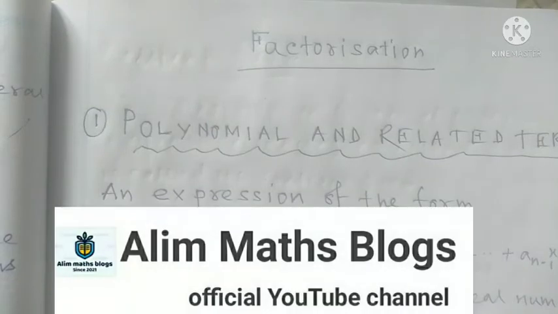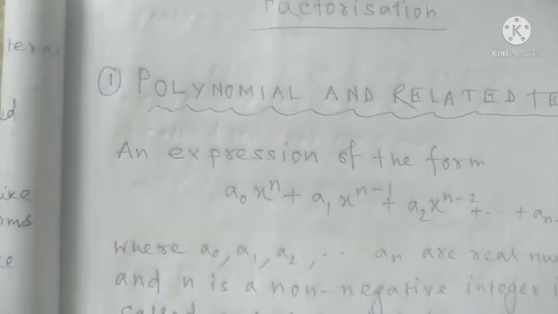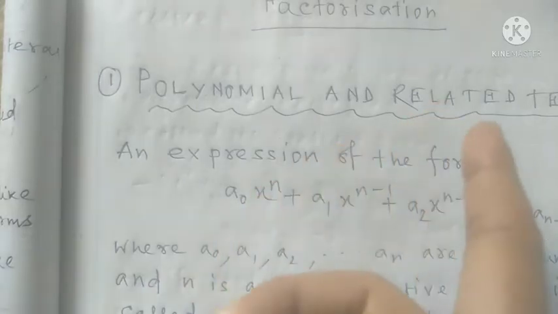Hello my dear students. Today I am going to explain chapter number 6, factorization. So this chapter is very important for class 10. So first of all, we have to understand what is a polynomial and related terms.